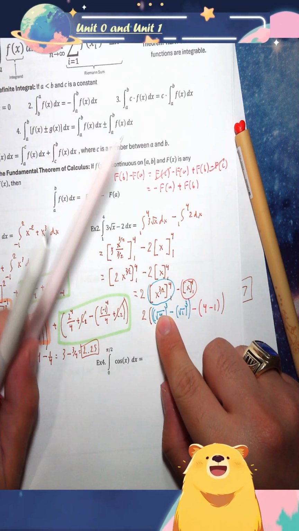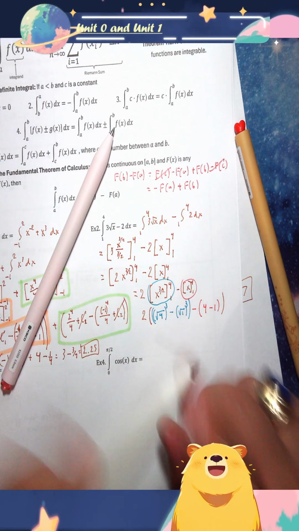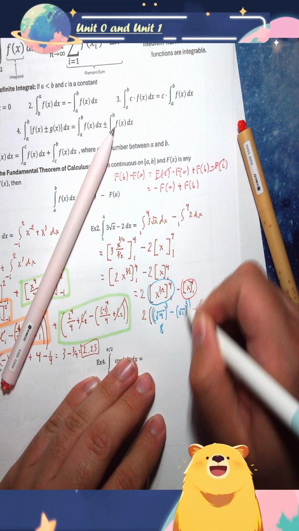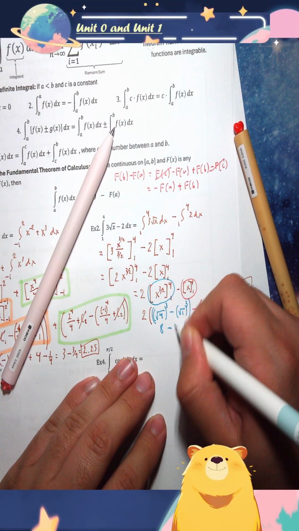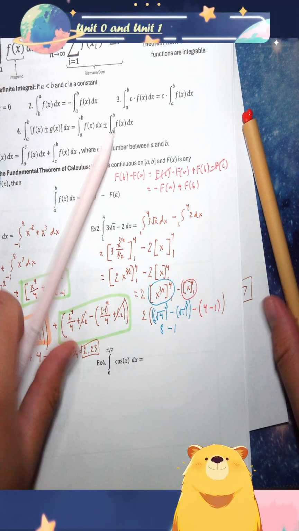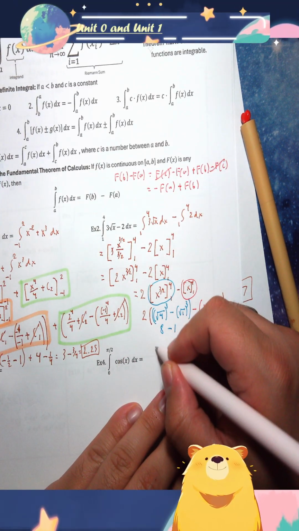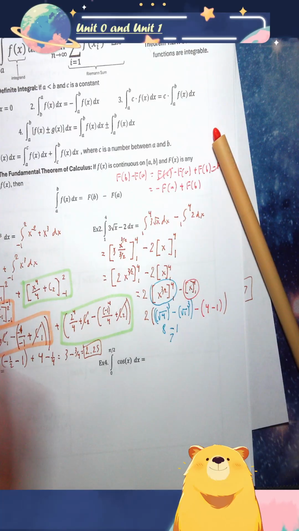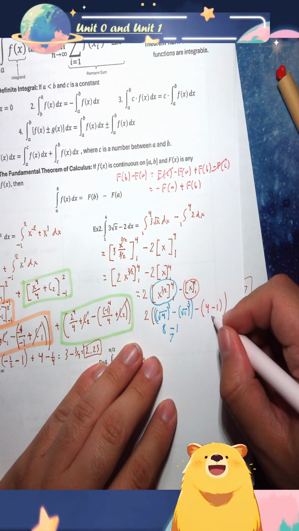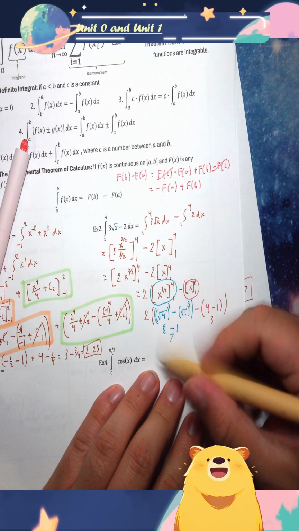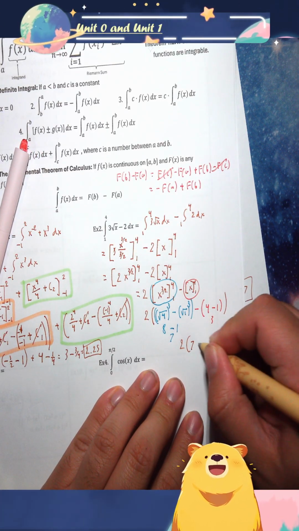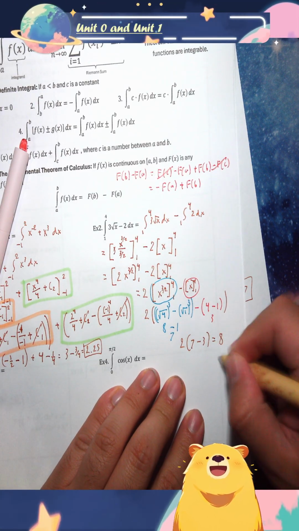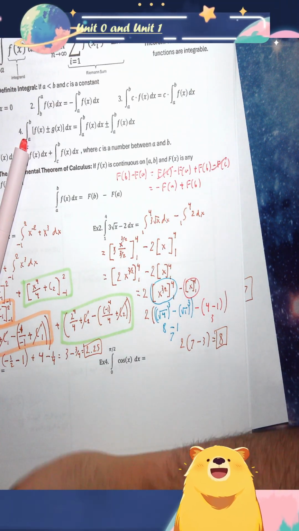Well, 4 square rooted is 2, and then 2 to the power of 3 is 8. And then 1 square rooted is 1, 1 to the power of 3 is 1. And then 8 minus 1 is just 7. And 4 minus 1 is just 3. So we have 2 parentheses 7 minus 3, which is just 4. 4 times 2 is 8. And that's going to be your answer.